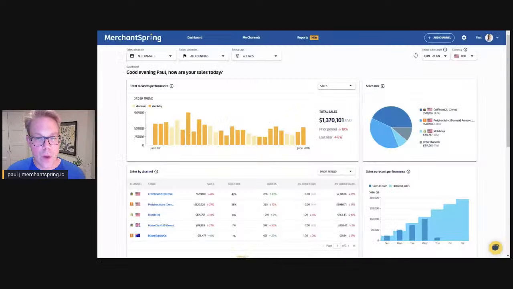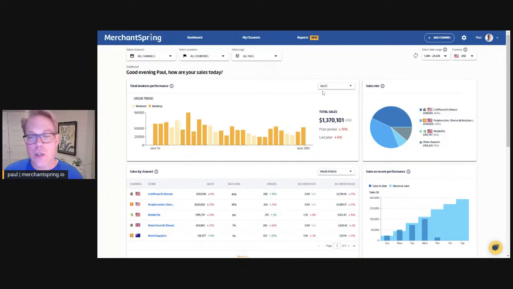So let's have a look at the platform. For those of you that are familiar with Merchant Spring, you know what I'm looking at here. But I want to give you a really quick overview in that I'm here at the dashboard. And as you can see, Merchant Spring allows you to connect all different channels, Amazon seller accounts, vendor accounts, Walmart, over 120 different channels into a single platform for reporting purposes. But I'm not going to talk about that today. I'm going to talk about Amazon Vendor.